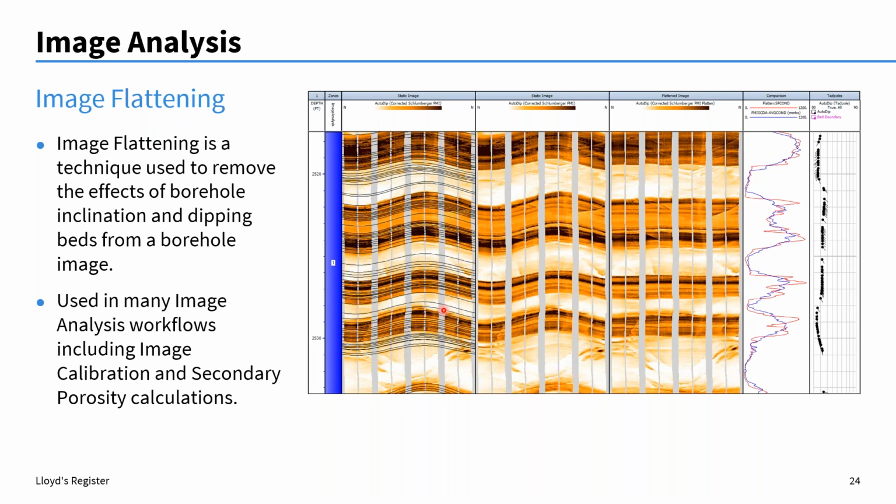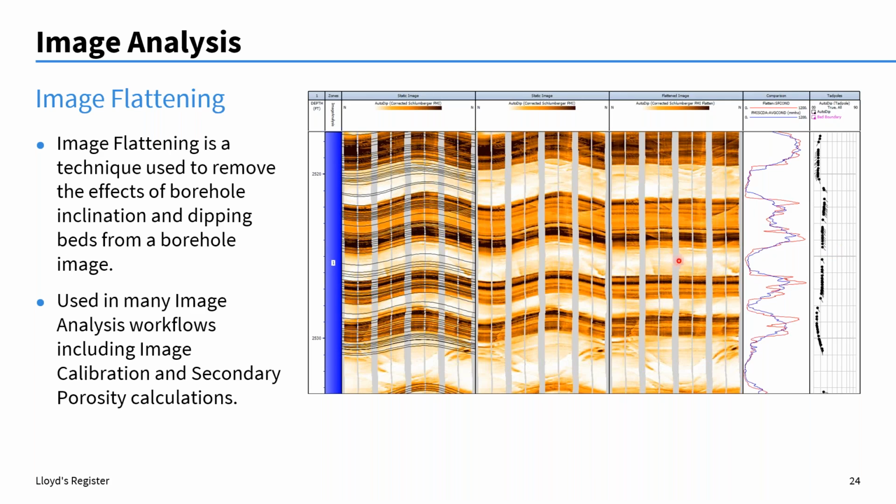So we have done a lot of work in our image analysis module, and there is a section later where I'm going to cover the functionality. But just to summarize, in IP 2019, we added a new image correction called image flattening. It's a technique used to remove the effect of borehole inclination and dip beds from a borehole image. In this example, we started off with a corrected FMI image, and then we have a pixel in the last track, detailing the local regional dip.